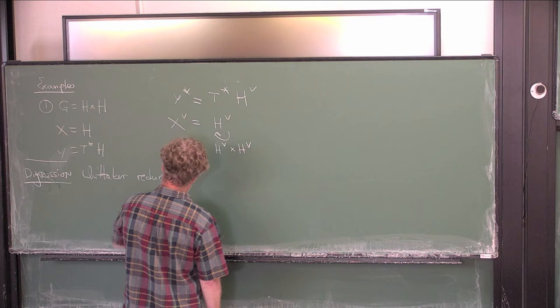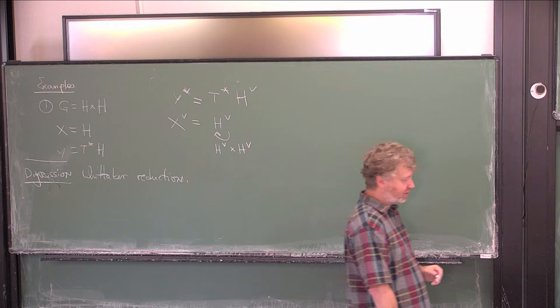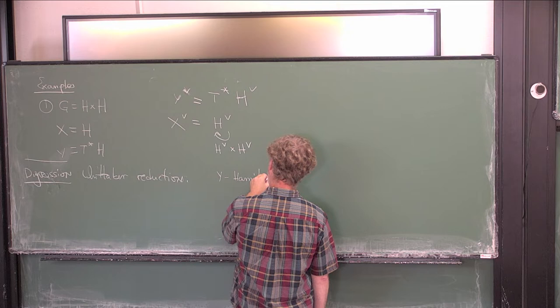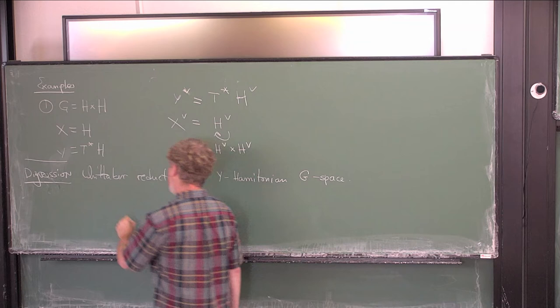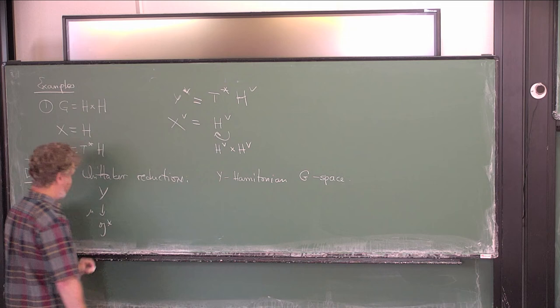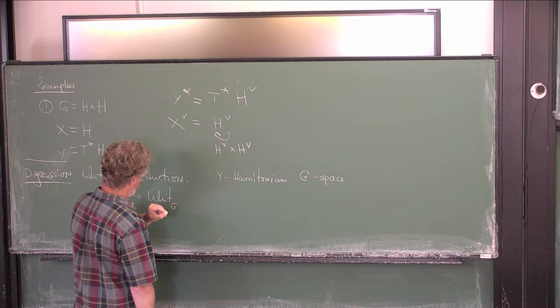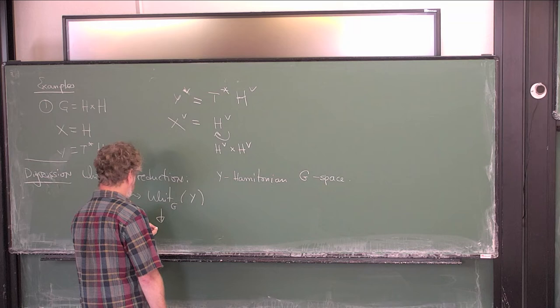So suppose that I have, well, I can do it on the G side or the G check side, it doesn't matter. Suppose that Y is a Hamiltonian G space. Then it has a moment map, so it's automatically a space over G star. And I want to make some reduction of Y, which I'll denote by Whittaker reduction of Y, and that will be a variety which will lie over the adjoint quotient.